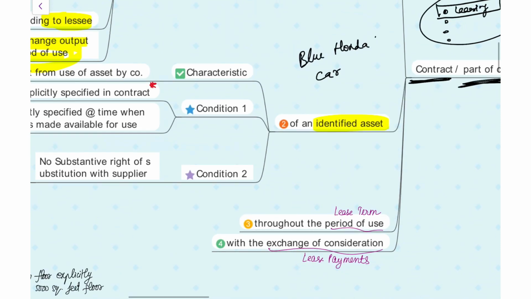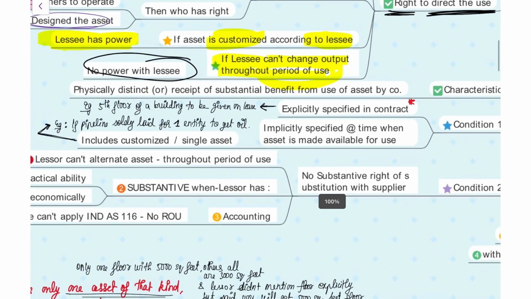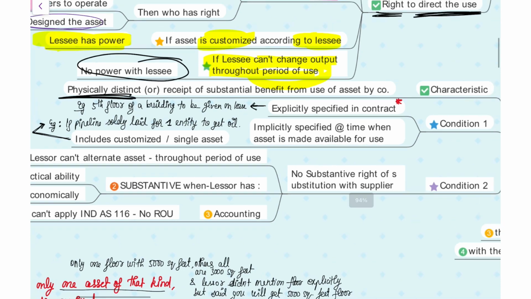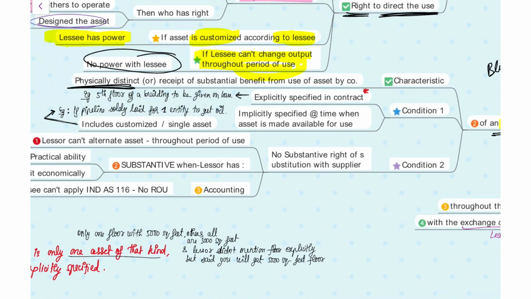Here, which car you are going to get, which color, what specification, which car you are going to get. If you are exactly able to identify the asset, then only will it come under the definition of a lease. To fulfill the definition of a lease, it should be an identified asset. So identified asset means it is physically distinct. You are just able to tell that this is the asset that I have asked for on lease. If it is physically distinct, then it is known as an identified asset.